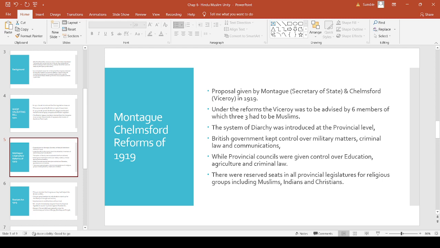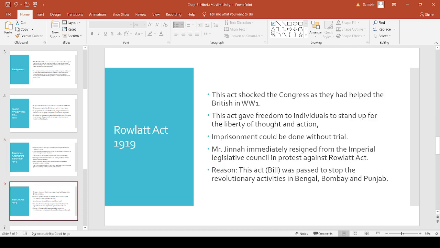Hindus and Muslims openly opposed the British government, especially after the passing of the Rowlatt Act of 1919 and the Jallianwala Bagh tragedy that we are going to be discussing, which happened in 1919 again. So, coming to the Rowlatt Act.